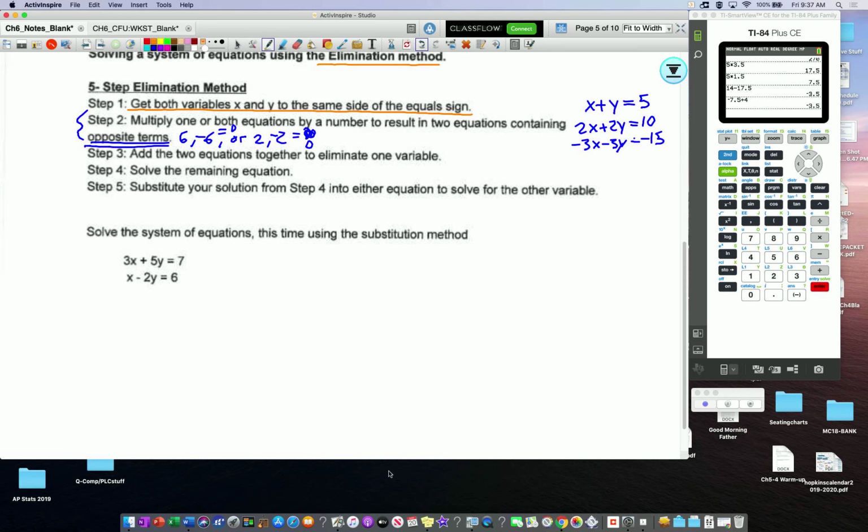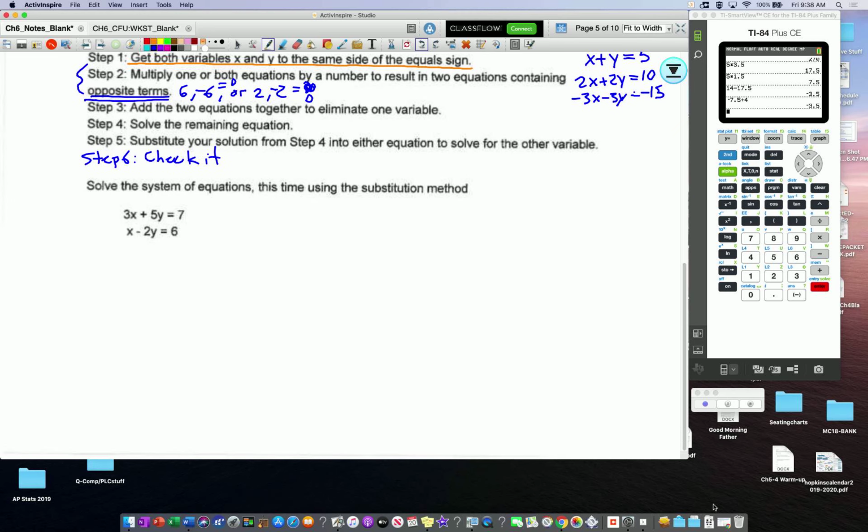Step 4, solve the remaining equation, because when you eliminate a variable, you're down to 1. Then you've gotten either x or y. You figured out half of it, so plug it back in and solve for the other variable. And of course, step 6 technically is to check it. Don't forget to check. It's easy to forget to do that step. All right, so to show you how this works, and I think seeing several examples helps the process.